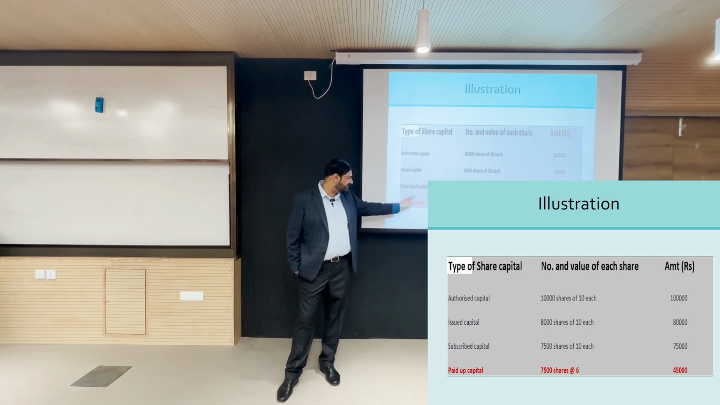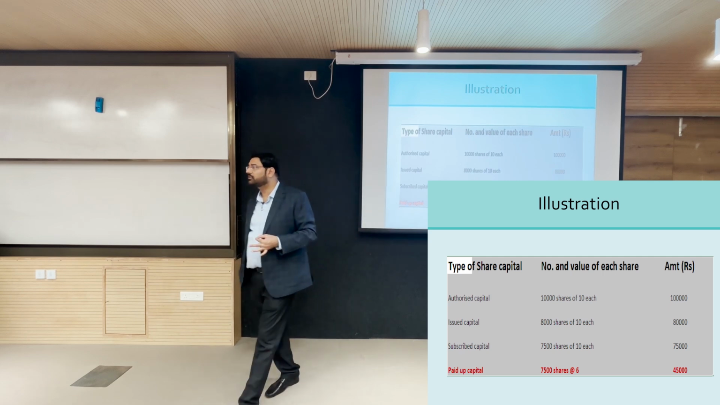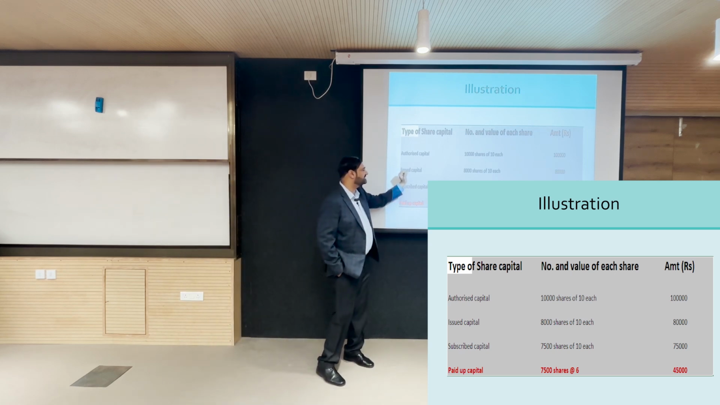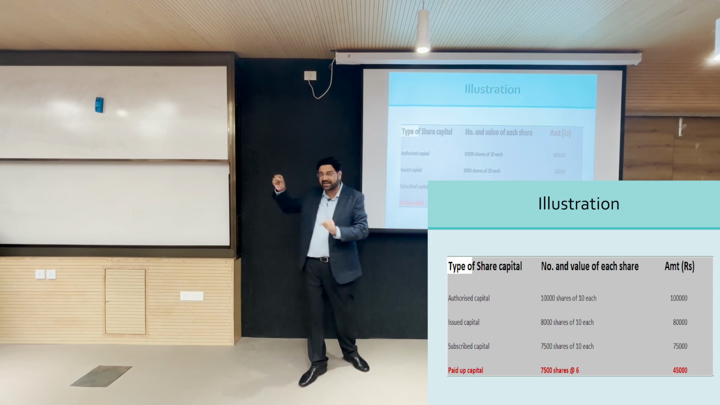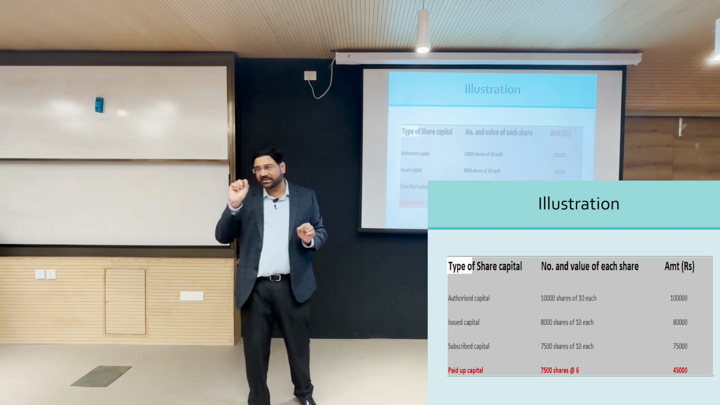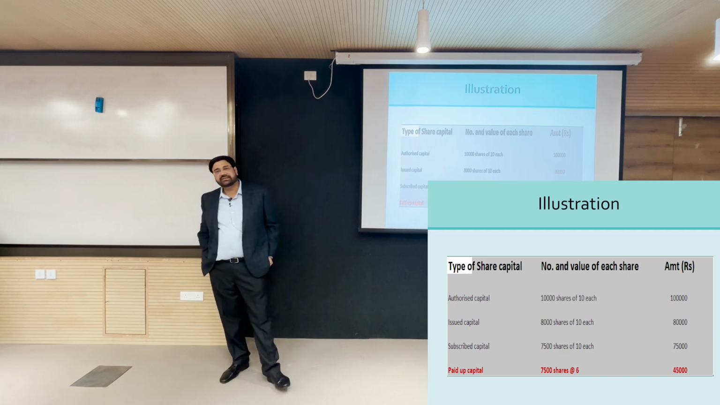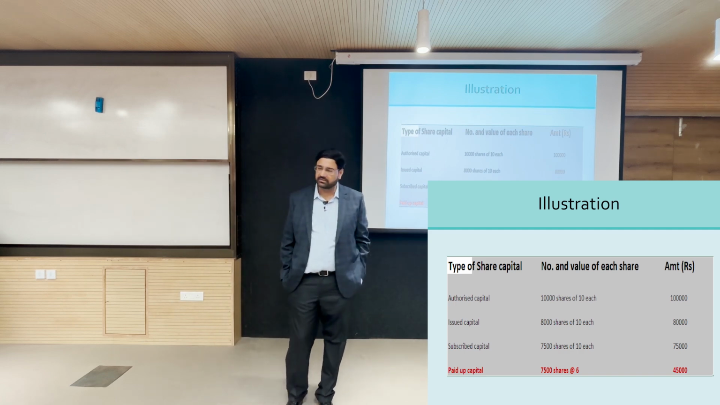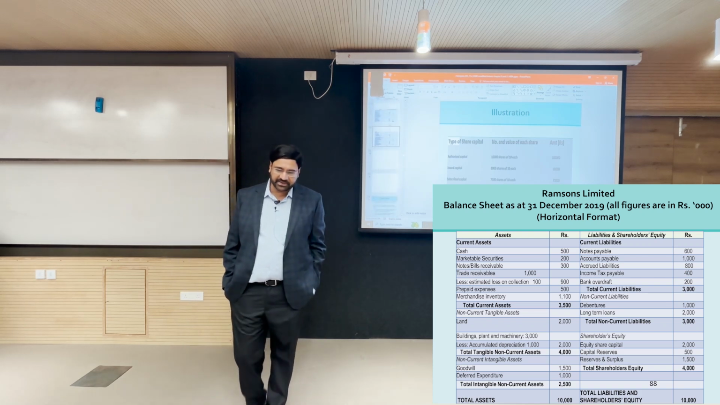And why is it in red? It's in red because this is what will appear in the balance sheet. It will be mentioned in the balance sheet that authorized is this, issued is this, subscribed is this much, but this is the final figure that's actually written there in the balance sheet. Are you getting what I'm saying? So this is all part of equity capital, right? Share capital, right? There is one more type of capital, share capital.